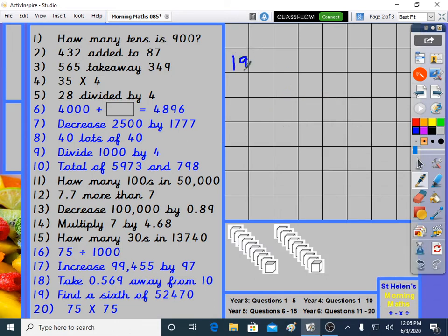Very similar to yesterday where we found a fifth. Today we've got to find a sixth. How do you find a sixth of something? You divide it by 6. When it's a big number like that, you're going to use the bus stop to do that, I'm sure. Find a sixth of 52,470. We'll divide it by 6.